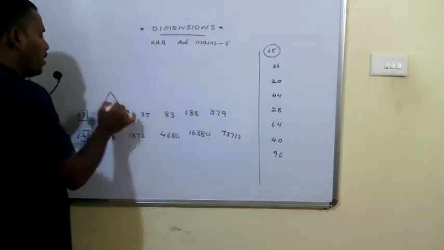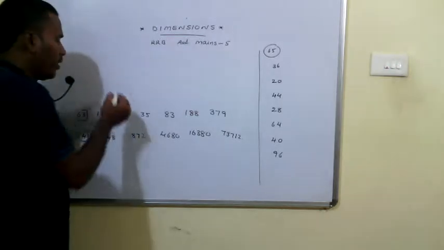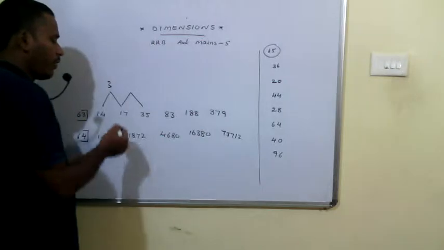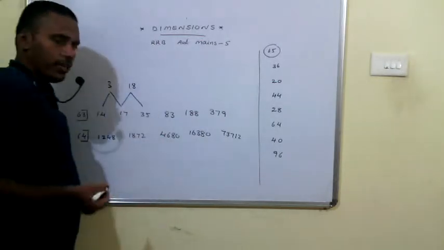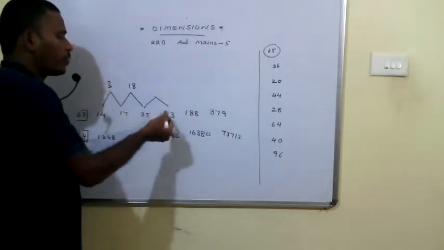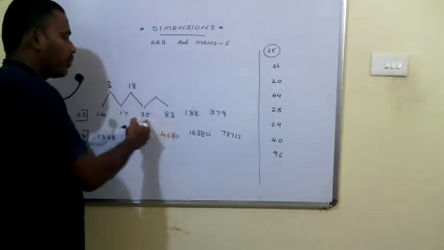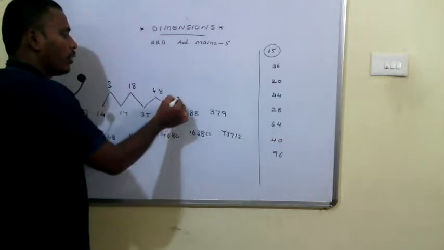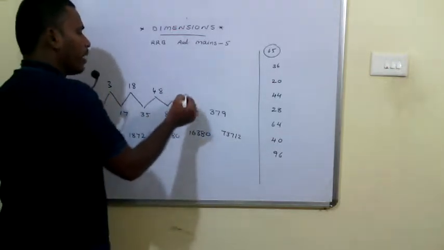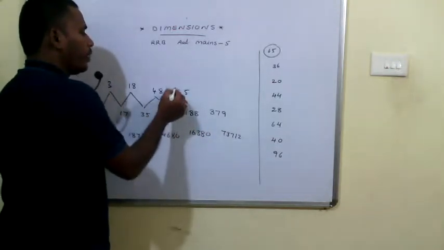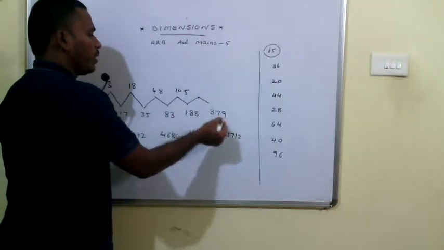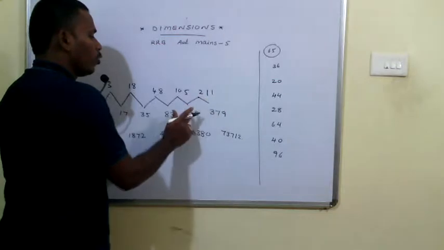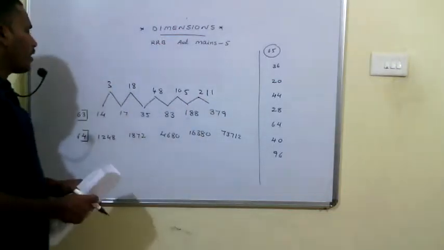The difference between 14 and 17 is 3. Then the difference between 17 and 35 is 18. Then the difference between 35 and 83 is 48. Coming to here, the difference is 105 and then 211. And the differences of these, 5, 10 and so on. These are the differences.